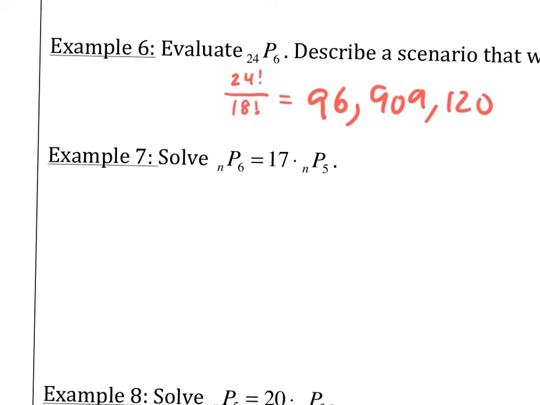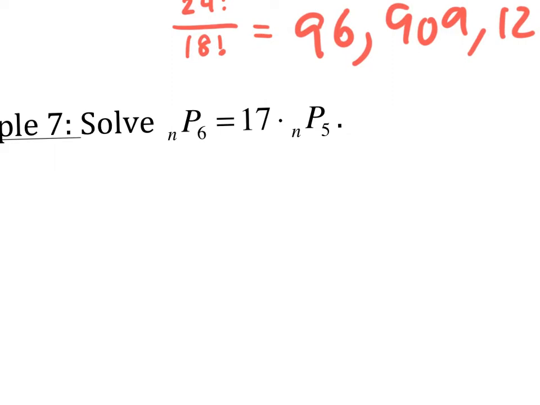The last thing that we're going to look at is more of a taking it to the next level for solving. Okay, so here we have nP6 equals 17 times nP5. In other words, a permutation of 6 is equal to a permutation of 5 just times 17. So how do we solve this?